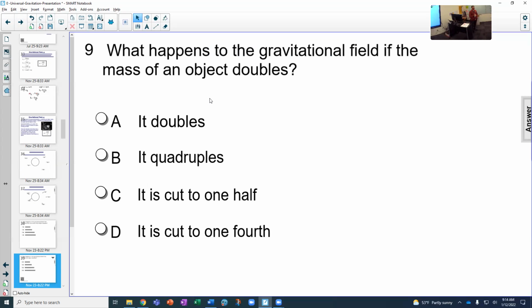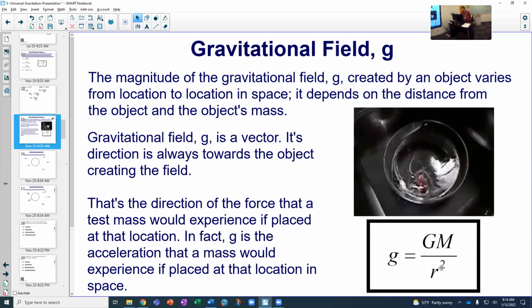It doubles. Yeah, the mass is not quadratic in the equation, right? It's in the numerator. So as the mass goes up, the field goes up in a linear way. So if the mass doubles, the field doubles, right? Thinking back to this relationship, it's a ratio of the mass and the distance squared, right? So we have to factor both things in.